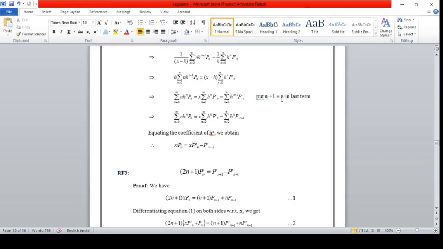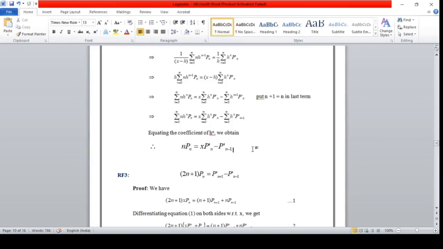Why do we put n plus 1 equal to n in the last term? For equating the coefficient of h raised to the power n. Look here, this is h raised to the power n, h raised to the power n, and here h raised to the power n plus 1. So we can convert the power h raised to the power n plus 1 into n. So put n plus 1 equal to n here. Understand? So now equate the coefficient of h raised to the power n. Now so easy. Here n Pn and here x P dash n minus P dash n minus 1. These are the coefficients of h raised to the power n, and this is the second recurrence formula.